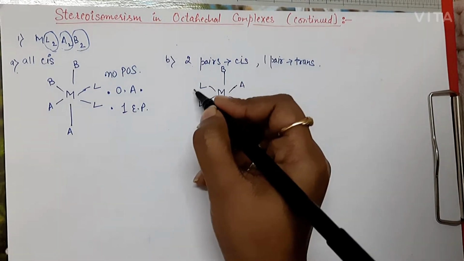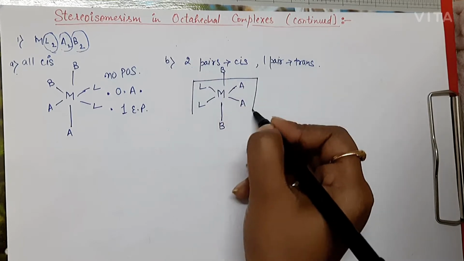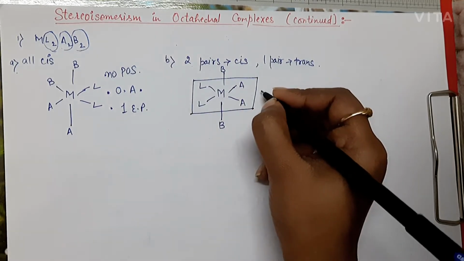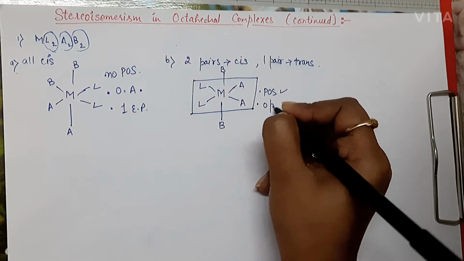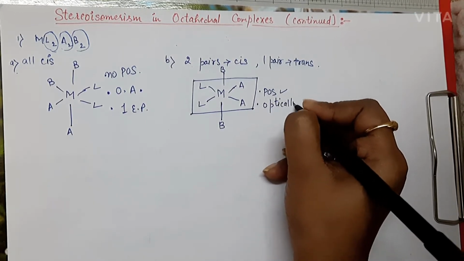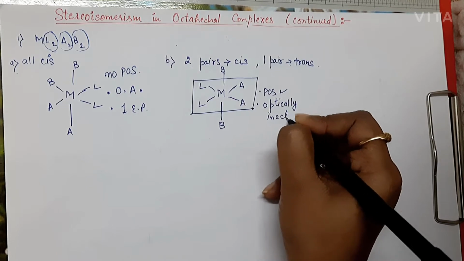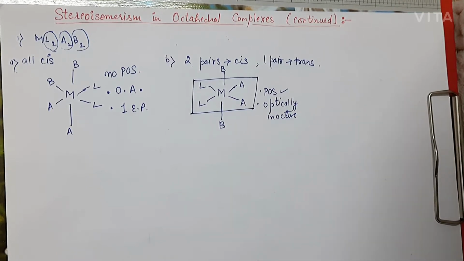Now if I look for plane of symmetry, the plane of symmetry is present. So the compound is optically inactive, having no enantiomeric pairs.